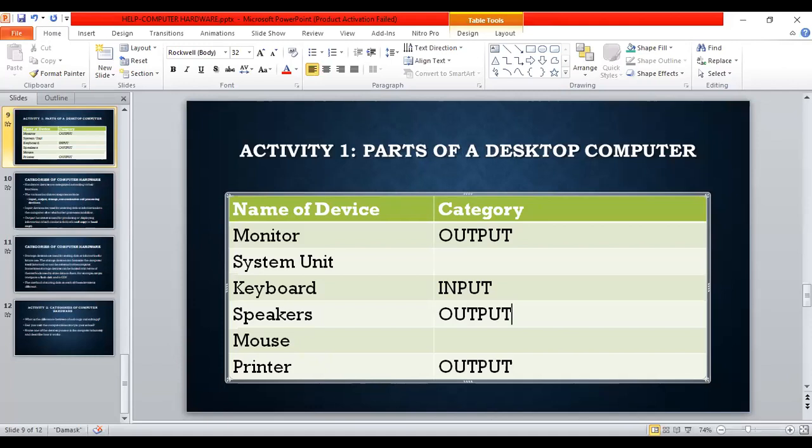Natasha? Madam, The mouse is an input device because it helps you to move the cursor which is in the computer.